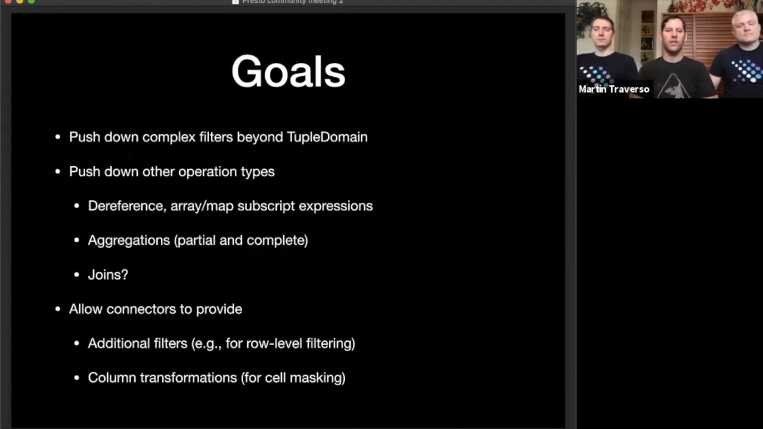There's a big use case for pushing down aggregations. There are systems that pre-aggregate data, and being able to push down aggregations allows the connectors to produce the pre-aggregates and let Presto deal with the rest of the query execution. This could be a big saving in computation.